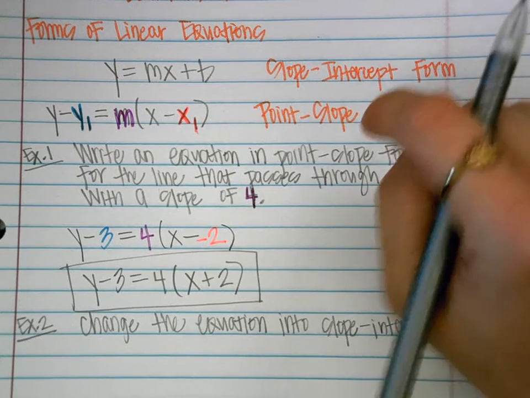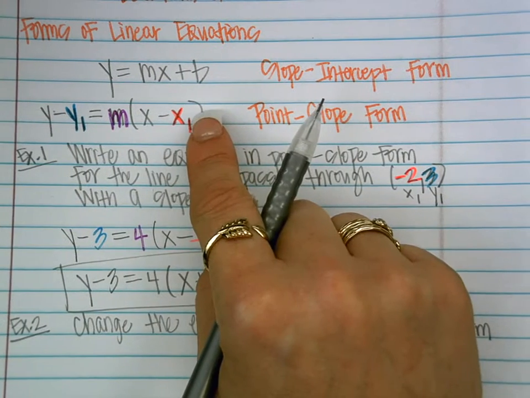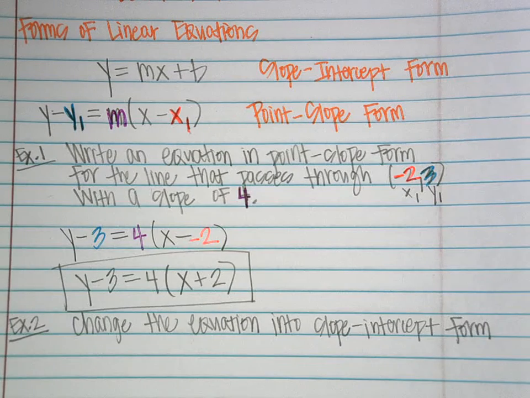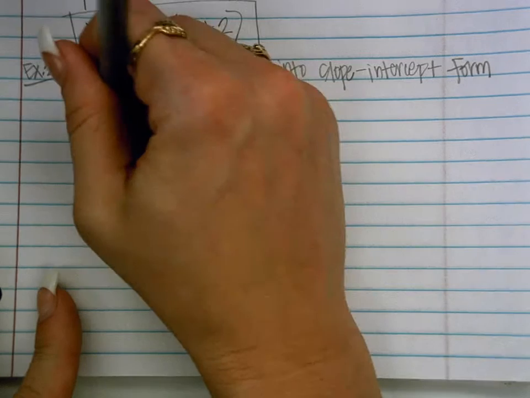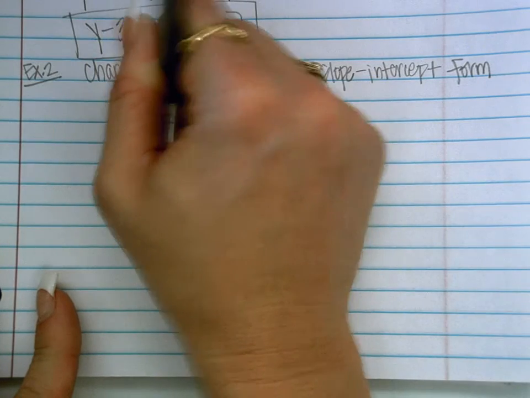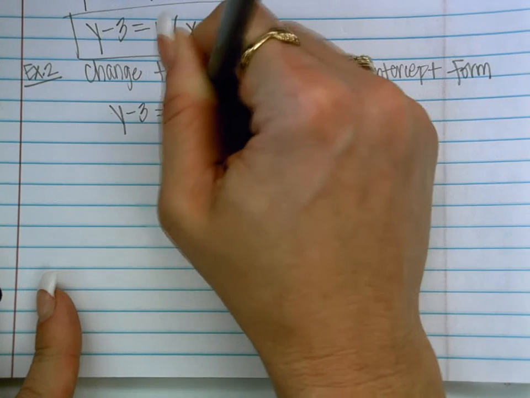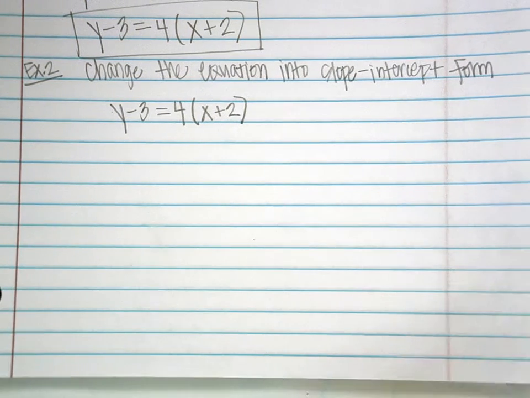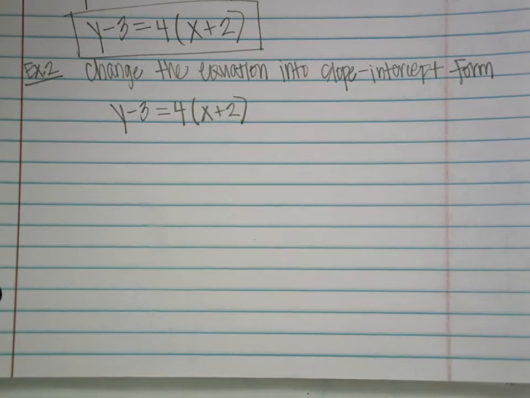Okay. This one has parentheses, right? And it has something attached to the y. This one is just like really streamlined. So all you have to do to change it is we're going to rewrite this. So rewrite y minus 3 equals 4 times x plus 2. If I was going to solve this, okay, if I wanted to simplify it, make it more streamlined, what do you think we would do first?